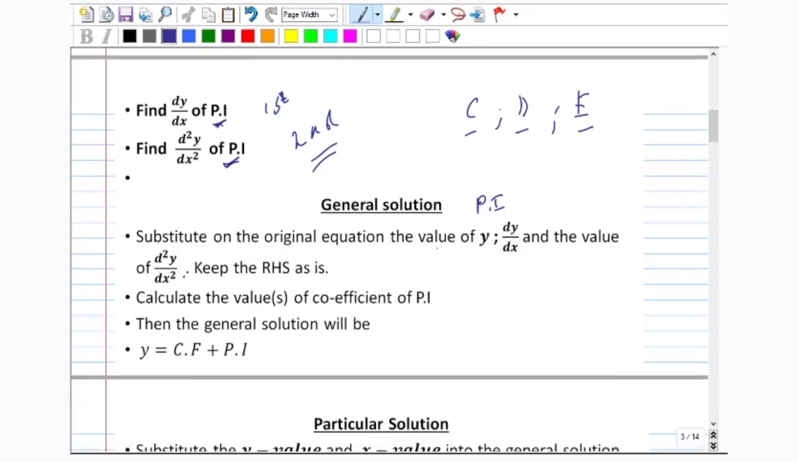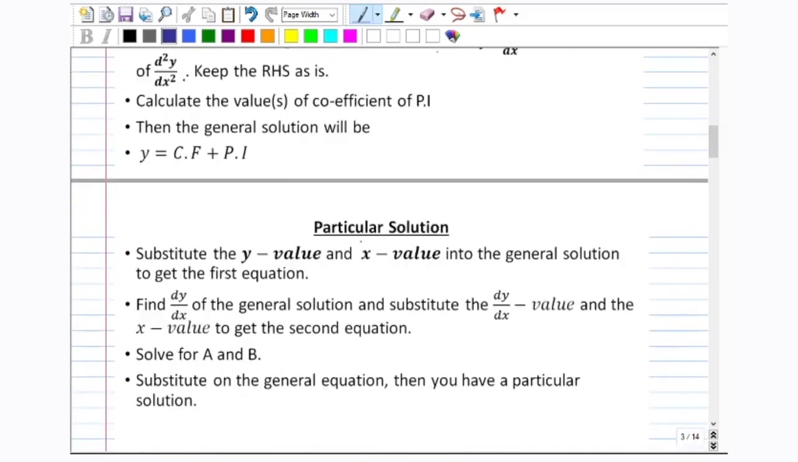Okay? When you are calculating your particular solution now, you are going to be given the value of y. You are going to be given the value of x as a coordinate. So you substitute that into your general equation. Then you are going to find the first equation. Okay? Then you are going to also take that same general solution. You are going to differentiate it.